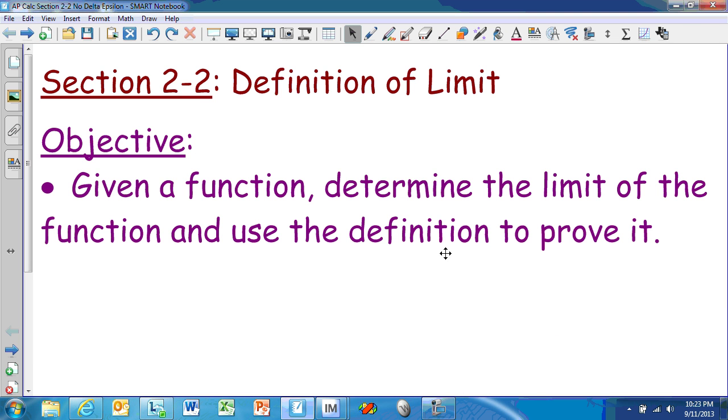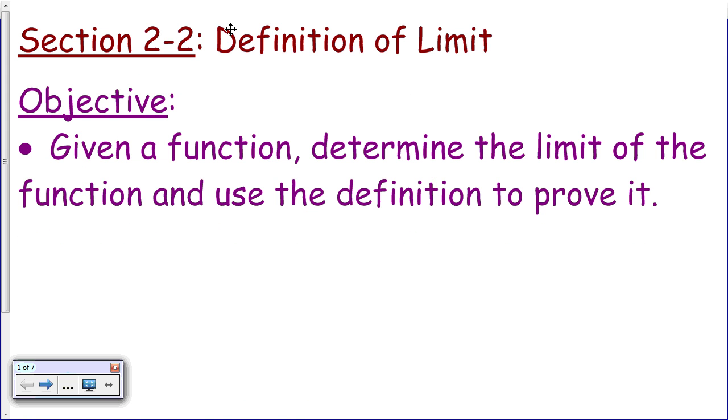Section 2.2 is on the definition of a limit. The objective here is, given a function, determine the limit of the function and use the definition to prove it.